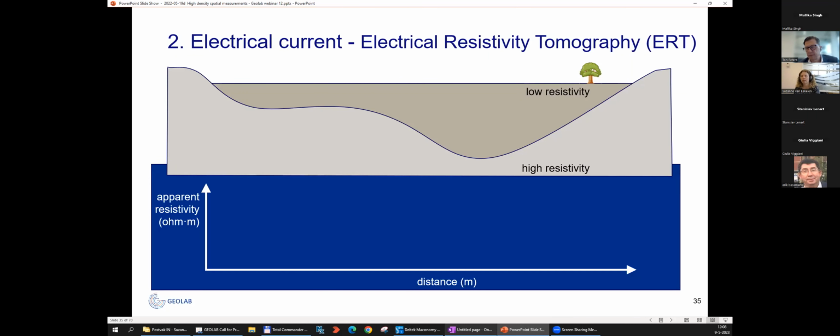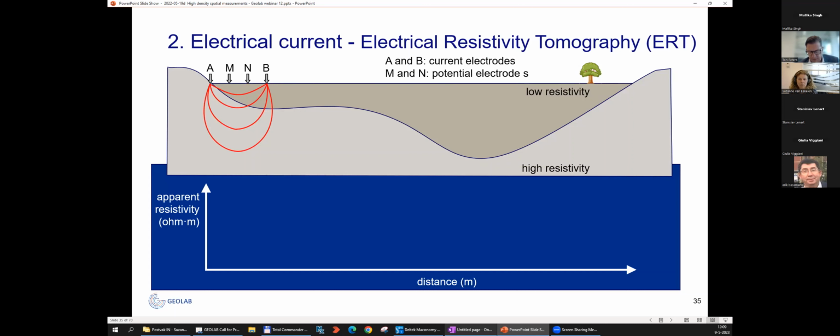Starting with electrical currents, and that's the electrical resistivity tomography, a well-known technique, applied a lot in the field and also in the lab. We have quite some experience in the lab with using this technique, and it works like this. We have two current electrodes, A and B, and these induce an electrical field like this. And then the potential difference between these two electrodes, M and N, is measured. And combining the current between A and B, which we know, the distance between these four electrodes and the potential difference of M and N, gives you an apparent resistivity, which is shown here on this graph.